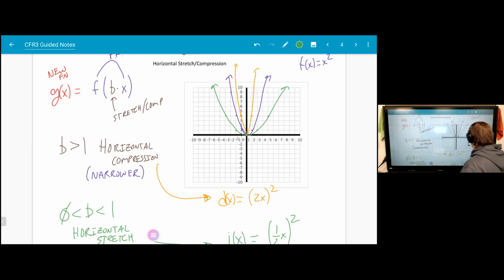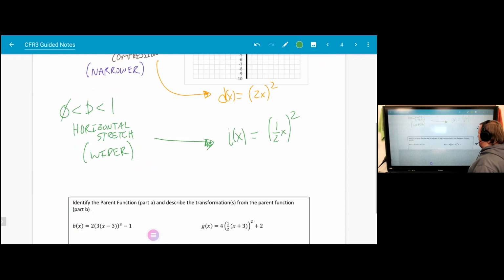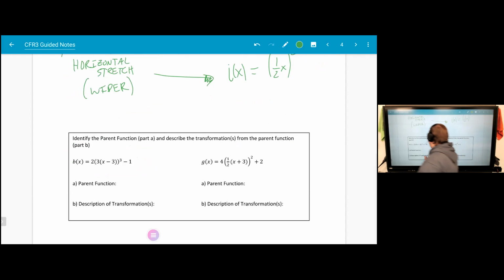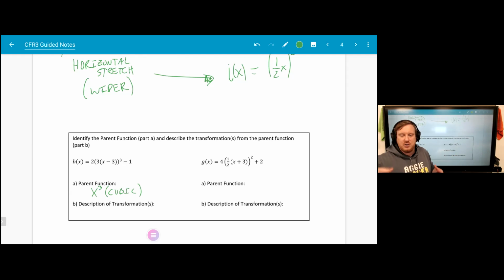Let's look down here. I'm going to say that the parent function here is x cubed, which is my cubic, because I see this cube up here. Let's look for the things we already know. Is there a vertical translation? Is there a number adding or subtracting way out at the far right side? Yep, there sure is. This is going to go down 1.